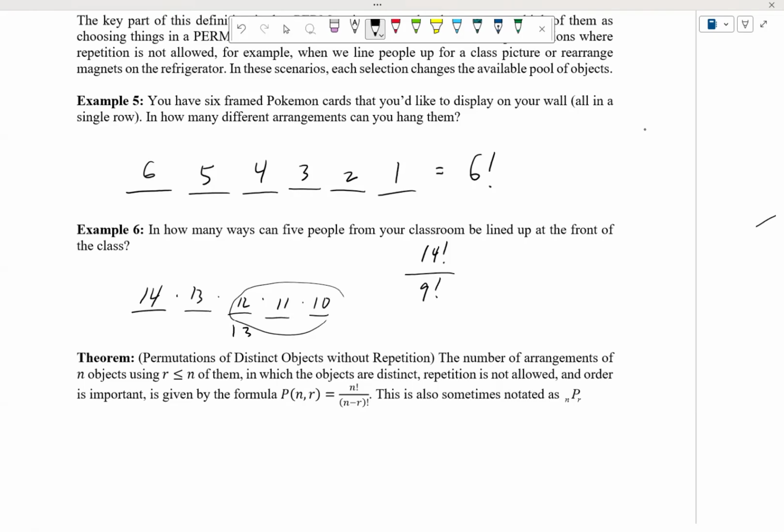12 times 11 is 132. So maybe you could do those 3 times 14 times 13, but really you're done right there. That's calculator ready. There's no need to put any of that together. You would not be done right here. If you left that as a fraction, it would not be simplified enough. I do want to see that 14, 13, 12, 11, and 10.